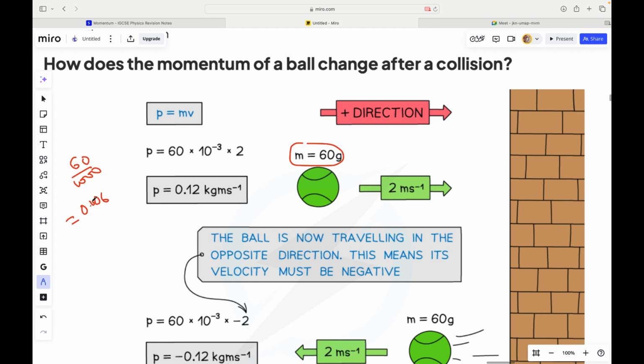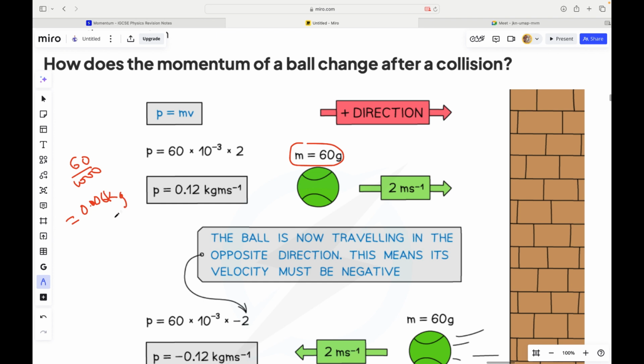We get 0.06, sorry. There's no second zero here. 0.06 kilogram. This will be the mass, okay, of the ball.